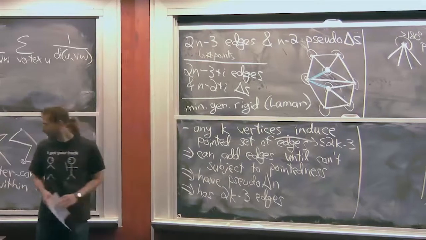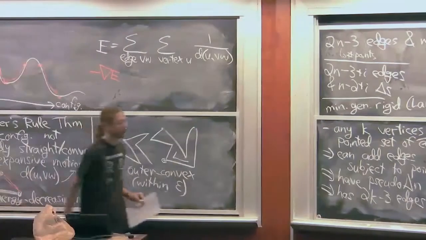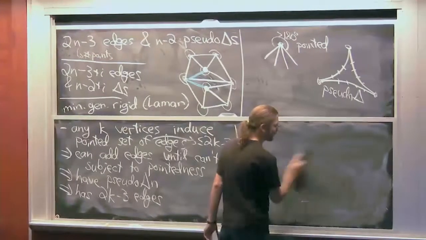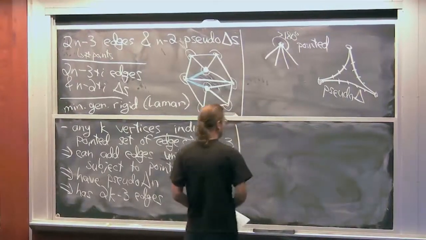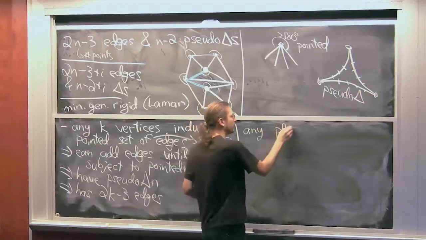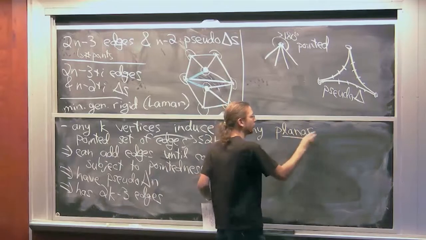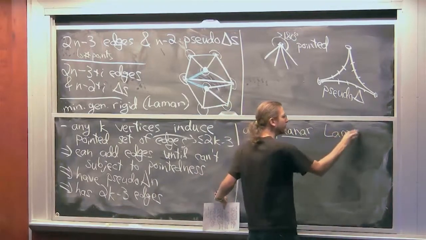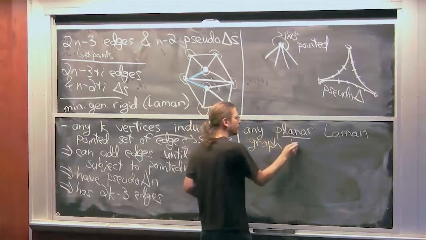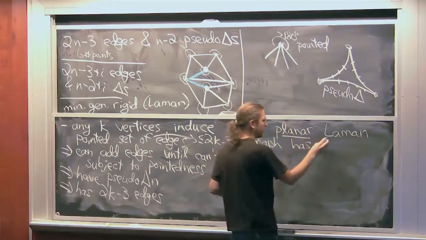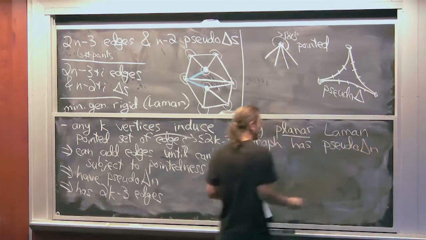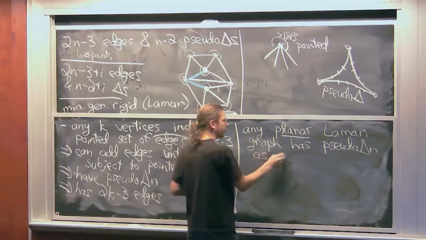Even cooler is that the converse is roughly true. In some sense, all Demaine graphs can be drawn as pseudotriangulations. There's one catch, which is that you need planarity. Any planar Demaine graph has a pseudotriangulation as a realization.